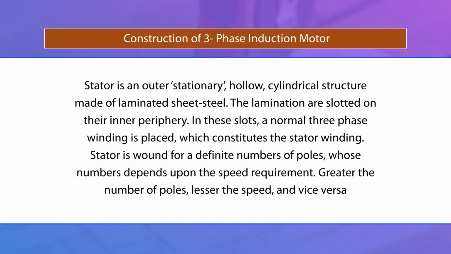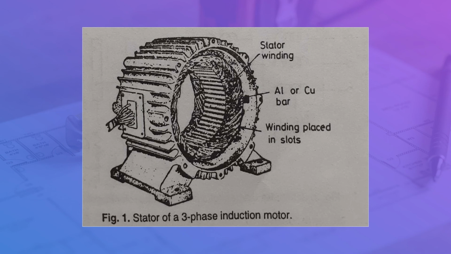Greater the number of poles, lesser the speed, and vice versa. So, speed depends on the number of poles. N is equal to 120 f upon P, so speed is inversely proportional to the number of poles. If poles will be more, speed will be less. So, stator motors may be a 2-pole machine, 4-pole machine, 8-pole machine like this.